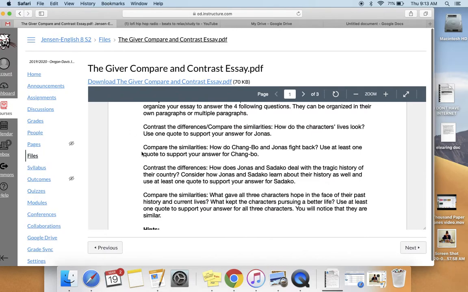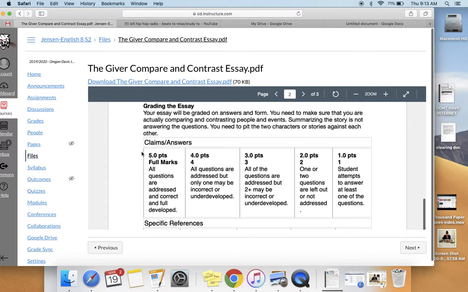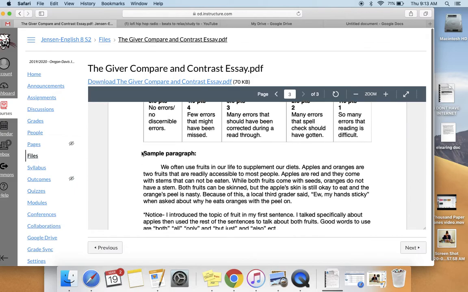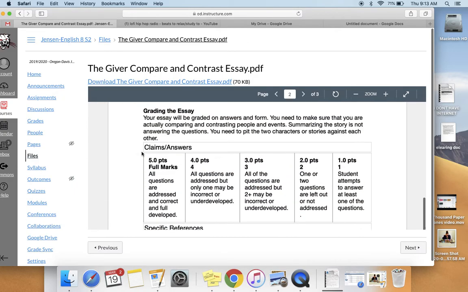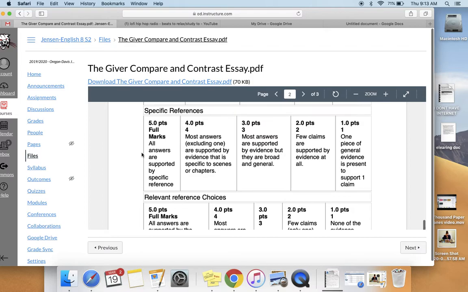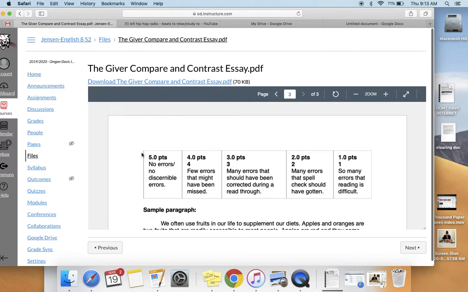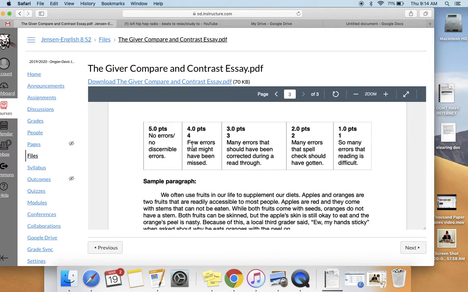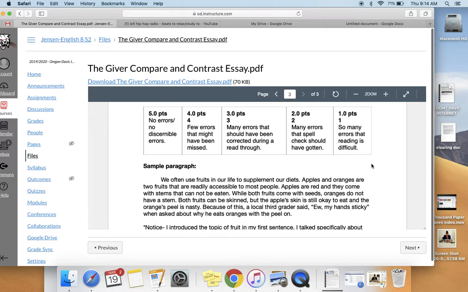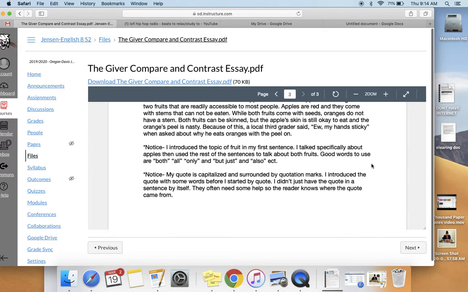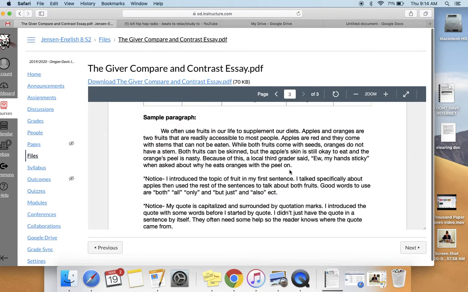If you've scrolled all the way to the bottom of this document, you'll see the grading specifics, how I'm grading it. So your answers, if you've given some good references, if you've given me support choices, and then how understandable your writing is, if there are no errors or if there are so many errors that reading is difficult. And then here at the bottom, I've given you a sample paragraph. I'm not talking about the books or anything. I am now talking about fruit and how fruit can be compared.